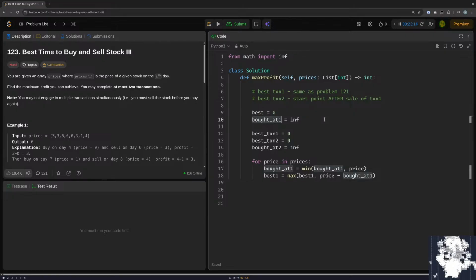Best 1 and bought at 1 are basically candidates for the best first transaction. They're the best overall transaction from the beginning up to now. And then the second thing uses, this generates the candidates to be the best first transaction.